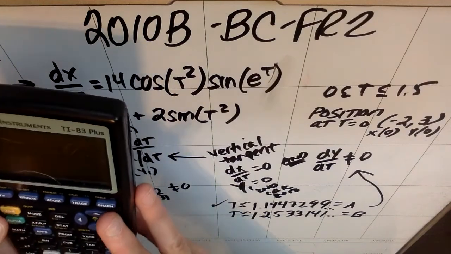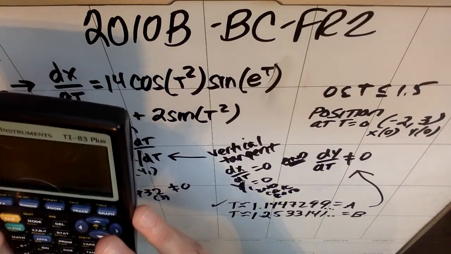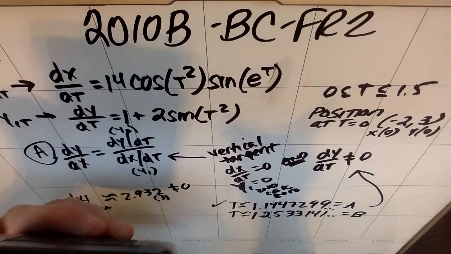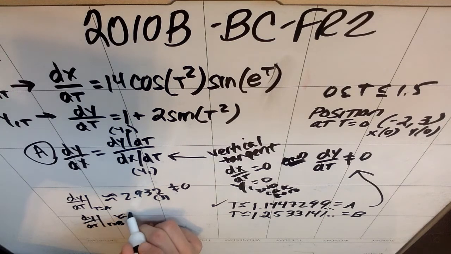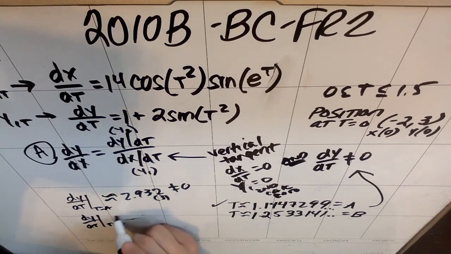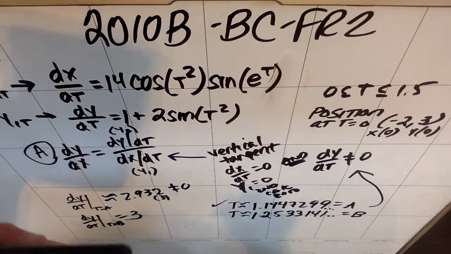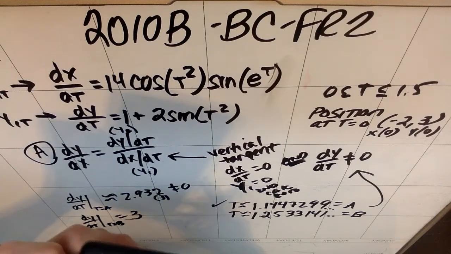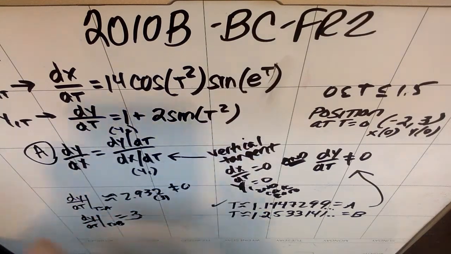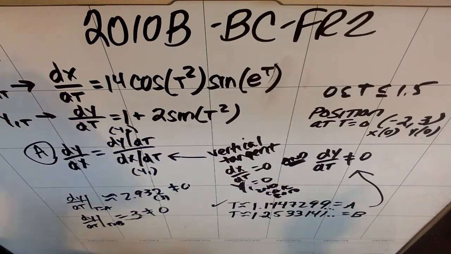So this is a legitimate answer. And then the other one, if I do trace and I do alpha b and hit enter, I'm going to get that dy dt at t equals the thing I called b is a 3. In fact, it's not even approximate, it's just straight up a 3. And so once I get that value, I know that neither of those are 0. So at both of those spots, I have a value.